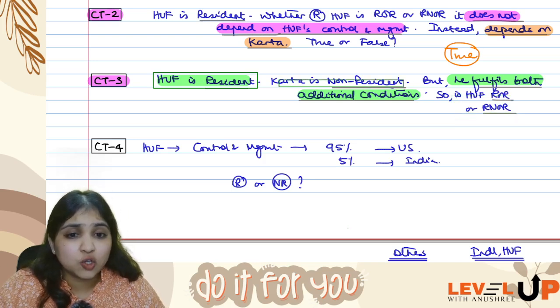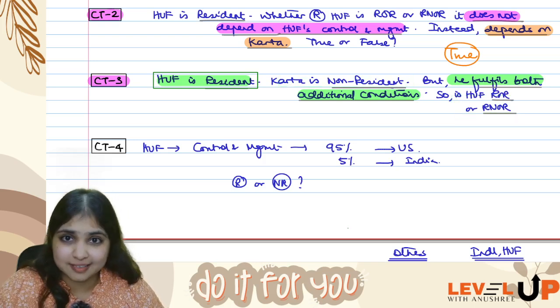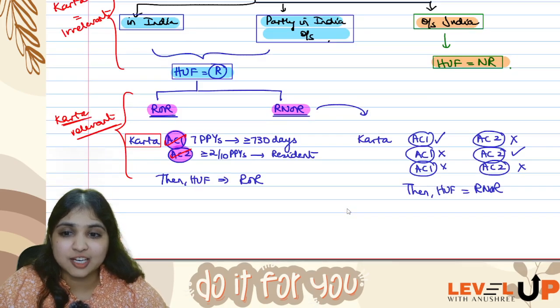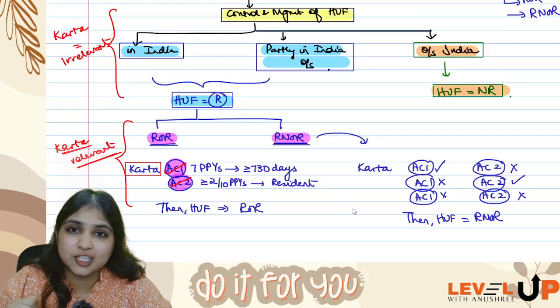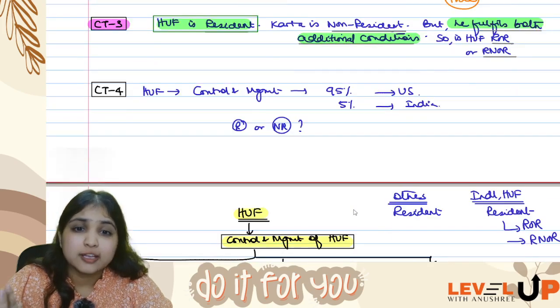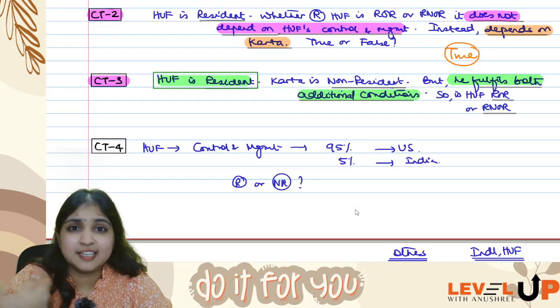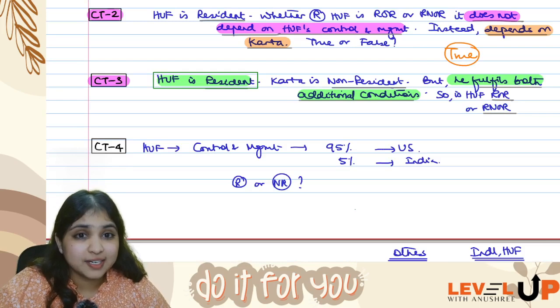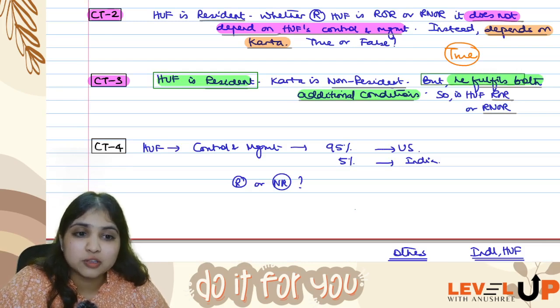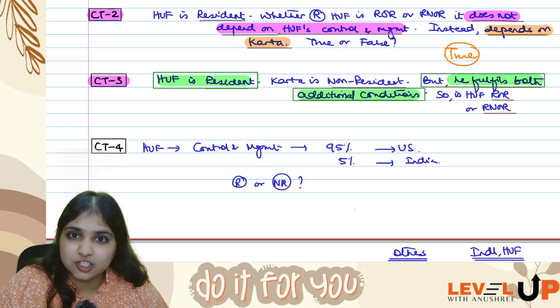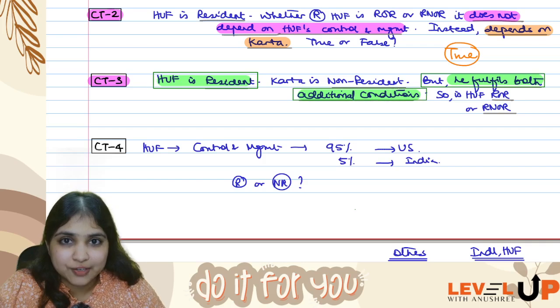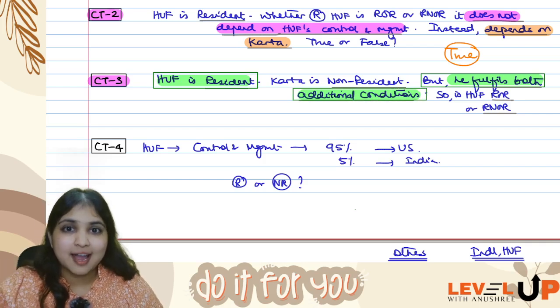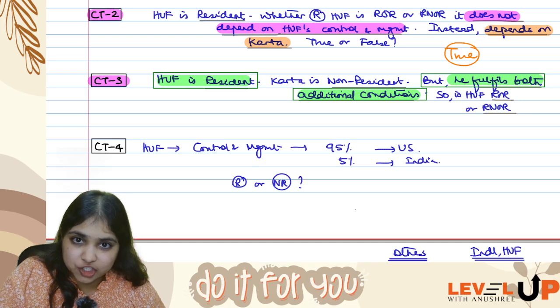Whether the Karta is a resident or non-resident is irrelevant, guys. Tell me, in this entire discussion, did we even check whether the Karta is resident or non-resident? No. So that is irrelevant. What is relevant instead? Does he fulfill both the additional conditions? Yes, he fulfills both. So what is relevant for me? The HUF is a resident and the Karta is fulfilling both the additional conditions.